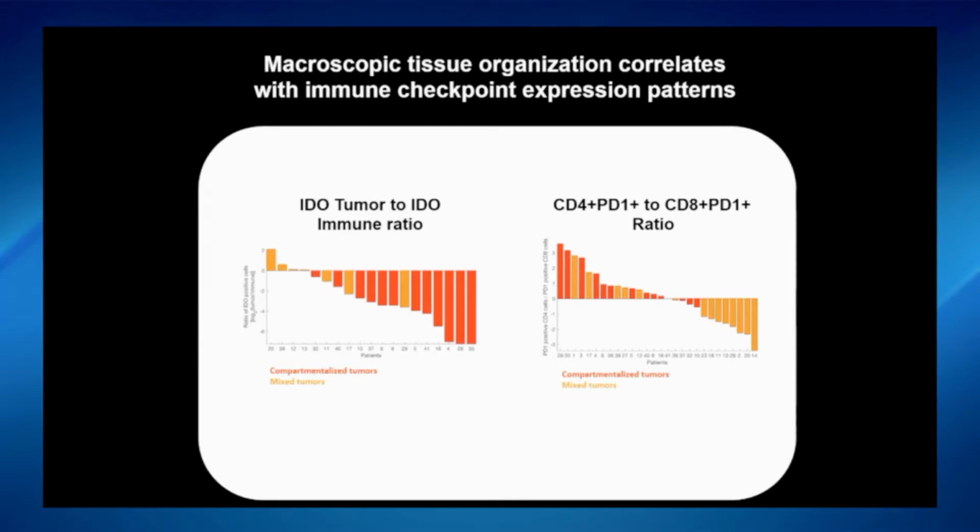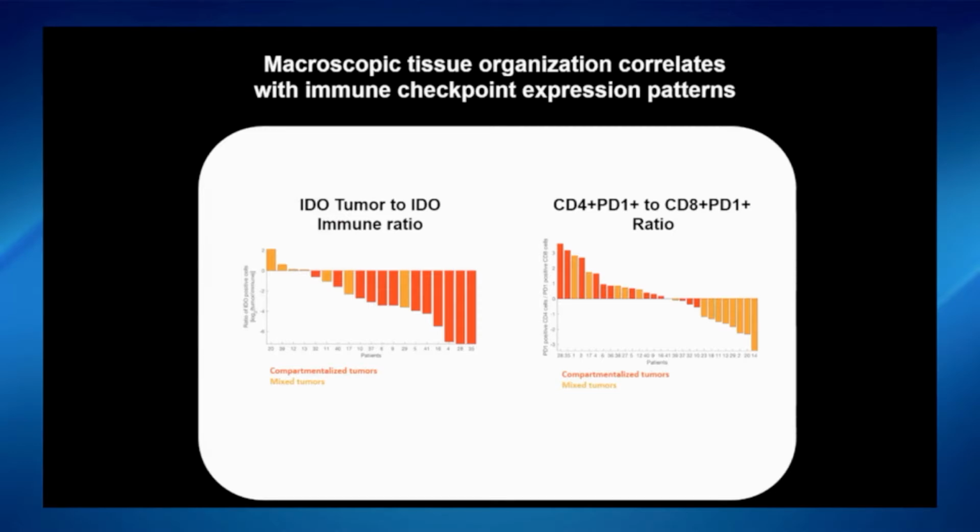And the other one that we thought was very interesting was the ratio of the number of PD-1 positive CD4 to CD8 T cells, which was also related to whether or not tumors were mixed or compartmentalized. So compartmentalized tumors seem to have an overabundance of CD4 PD-1 positive cells, whereas the mixed ones had an overabundance of CD8 PD-1 positive.